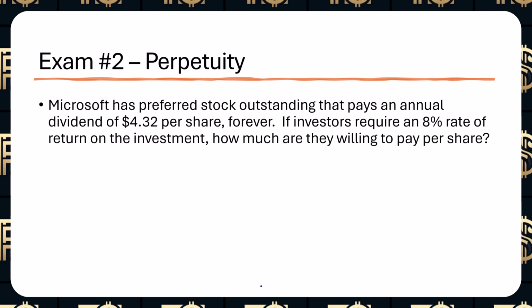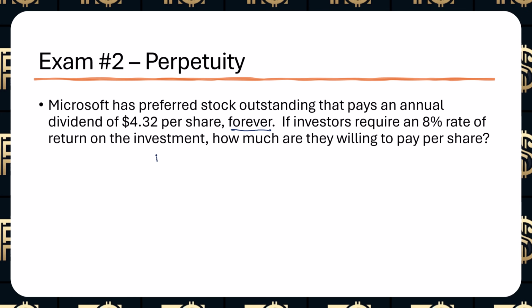Okay, moving on. Microsoft has preferred stock outstanding that pays an annual dividend of $4.32 per share forever. Once I see that word, I automatically know that this is going to be a perpetuity. If investors require an 8% rate of return on their investment, how much are they willing to pay per share?